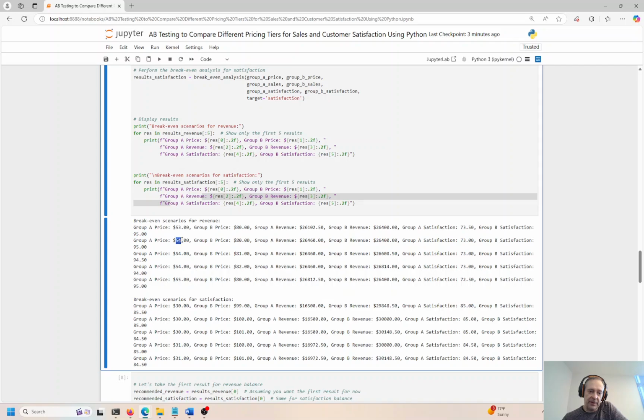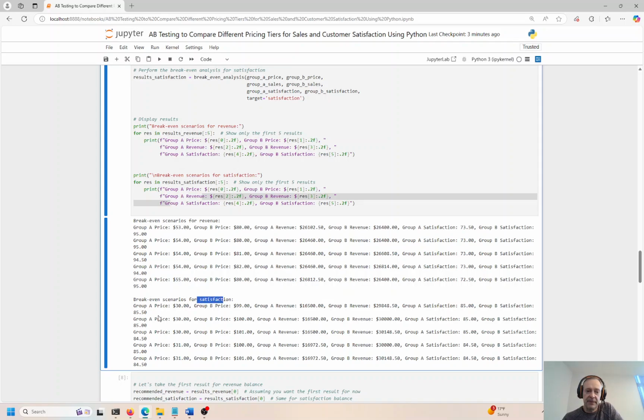Okay, in the next scenario, we have 54 and 80, 54, 81, 54, 82, 55, and 80. And then the revenue stays around 26,000, 26,460, 26,812 as you invest a little bit more in Group A. Obviously Group A revenue goes up, and Group B revenue stays just about the same. And then if you look at the break-even scenario for satisfaction, that was the revenue side.